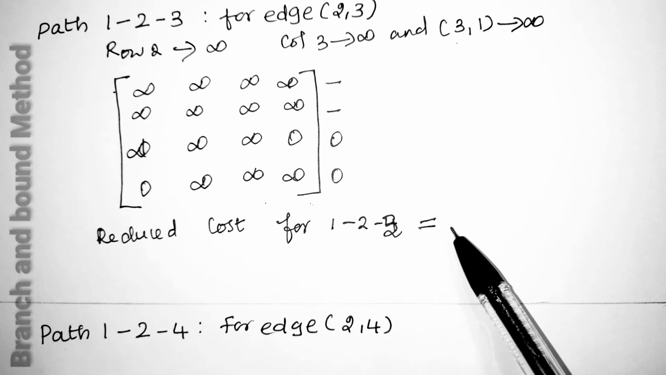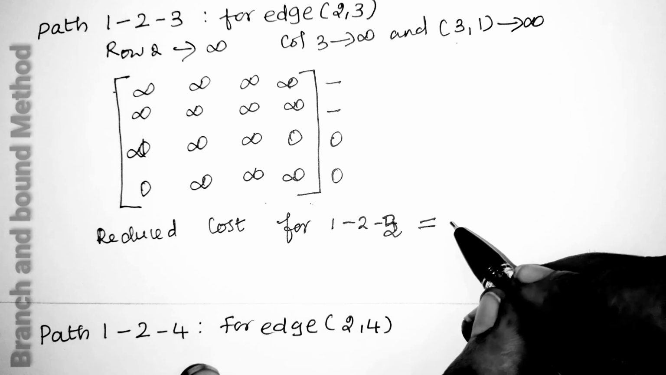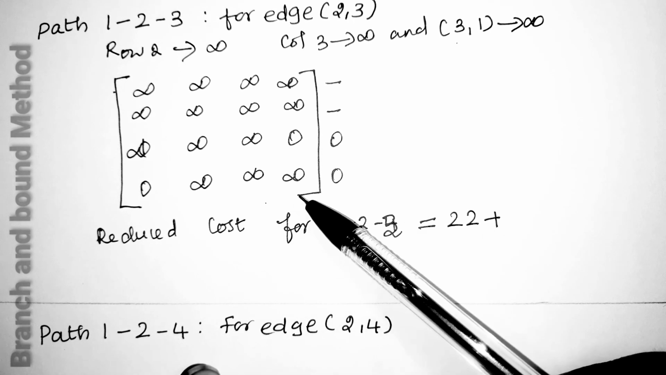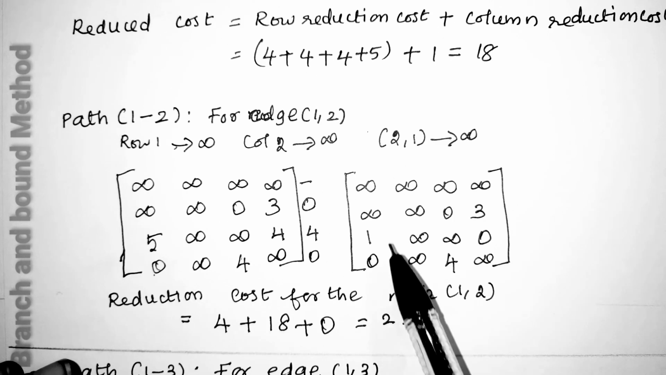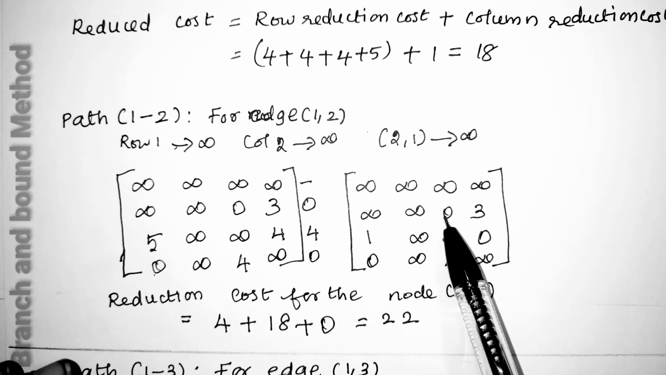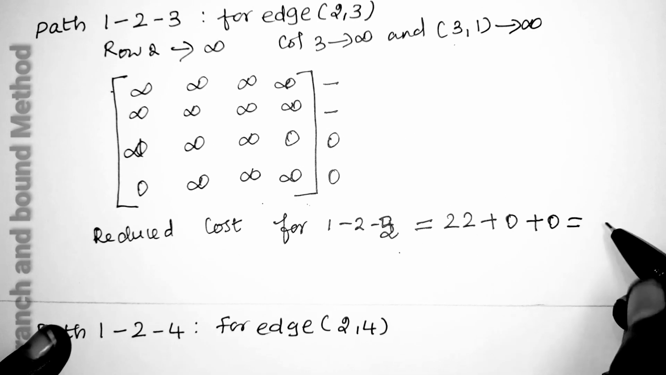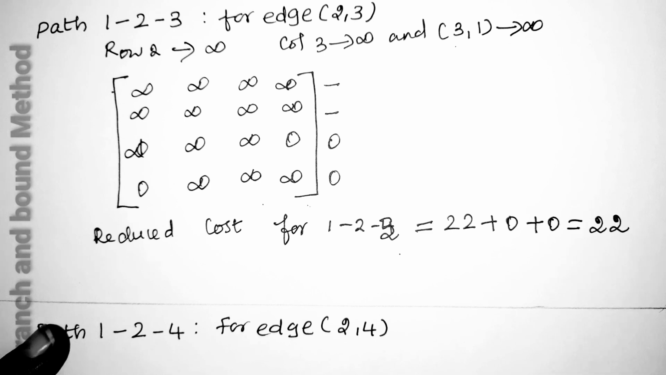Reduced cost for node 2. Node 2 is the parent node here. The parent node cost is 22. The reduced cost for node 3: for this node, row minimum and column minimum is 0. The cost of 2, 3 is 0. So, the reduced cost is 22 for the path 1, 2, 3.